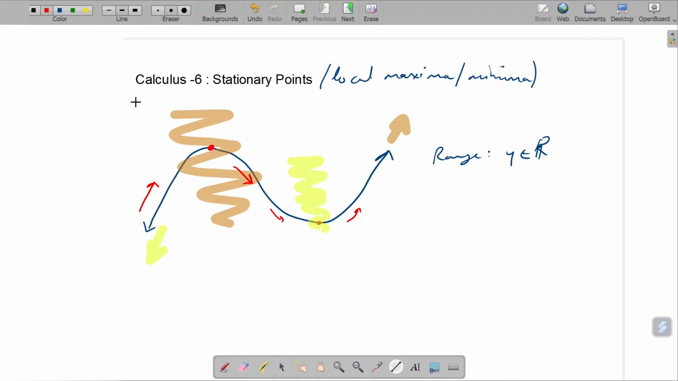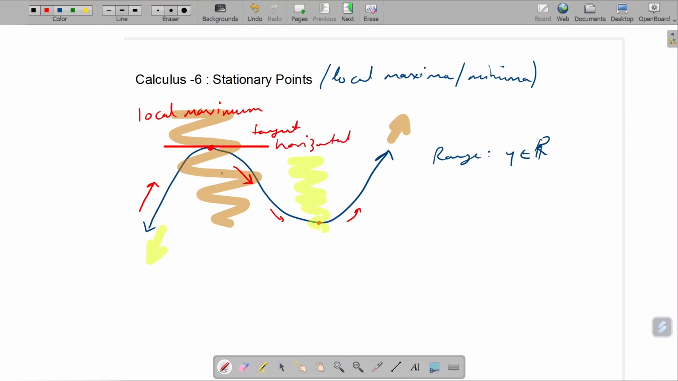So a stationary point is a single term to cover both the ideas of a local maximum or a local minimum. And the key concept is that this function has a large number of different gradients, but at the stationary point, the tangent will be horizontal. So at the local maximum, which is one of the types of stationary points, the tangent is horizontal.